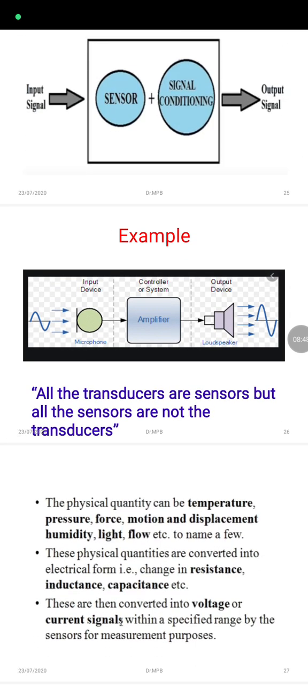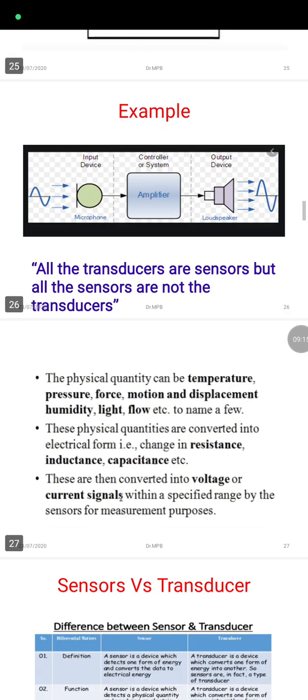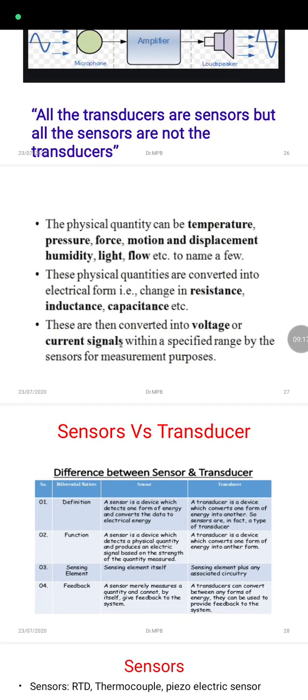This is again one example for a sensor and a transducer. The input device is a microphone, and the output is given to controllers or a system where it gets amplified, and the output is given to a loudspeaker. So the microphone converts the sound signal into an electrical signal. All the transducers are sensors, but all the sensors are not transducers. The physical quantity can be temperature, pressure, force, motion and displacement, humidity, light, flow, etc.